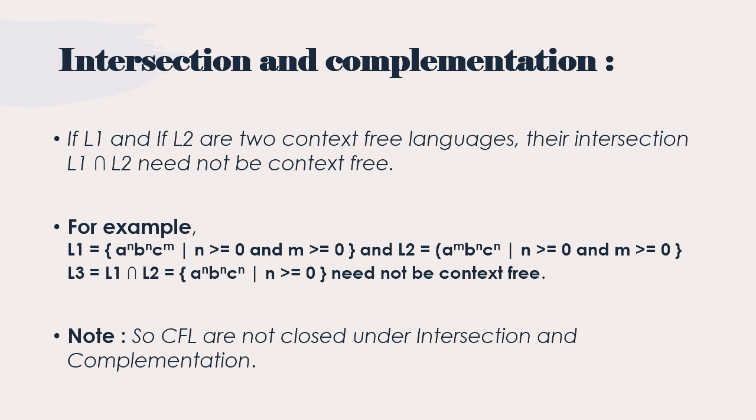Here L1 says that the number of a's should be equal to the number of b's, and L2 says that the number of b's should be equal to the number of c's. Their intersection says that both conditions need to be true. But pushdown automata can compare only two, so it cannot be accepted by pushdown automata. Hence, it's not context-free. Similarly, the complementation of context-free language L1, which is equal to sigma star minus L1, need not be context-free.